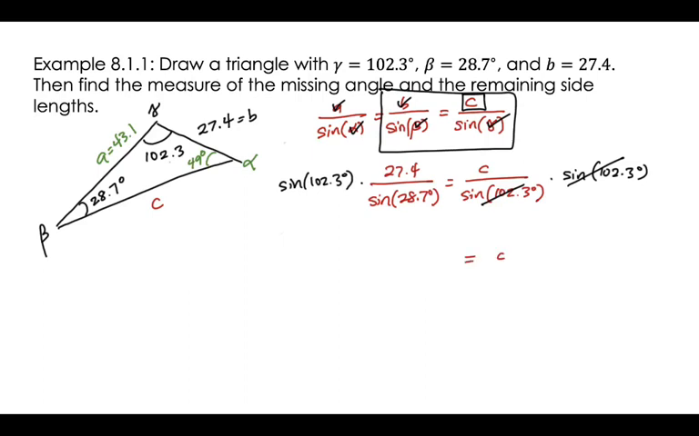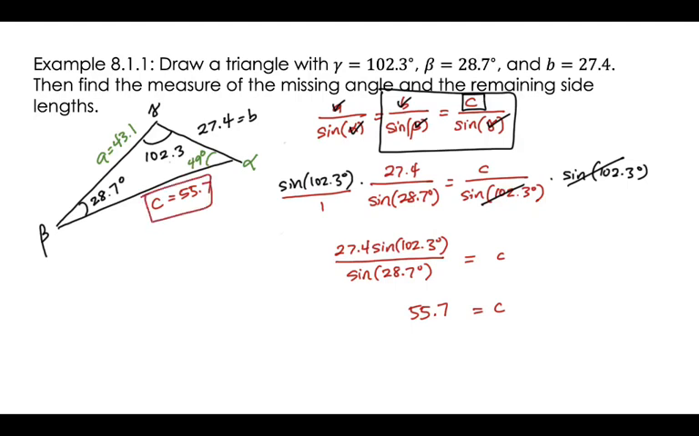And that gives me C equals sine 102.3 times 27.4. Again, that went into the top of the fraction because this sine 102.3 is really over 1, so I'm just multiplying fractions there. Okay, so I go to my calculator, 27.4 sine 102.3 divide by sine 28.7, and I get 55.7. All right, and that's my third side length. Those were the three things that I was solving for in my triangle. In reality, when we do a word problem, we're probably only going to want one of the three things that we don't know, but that's our first example.